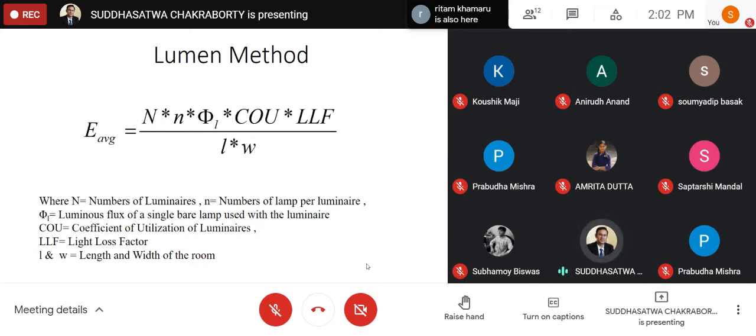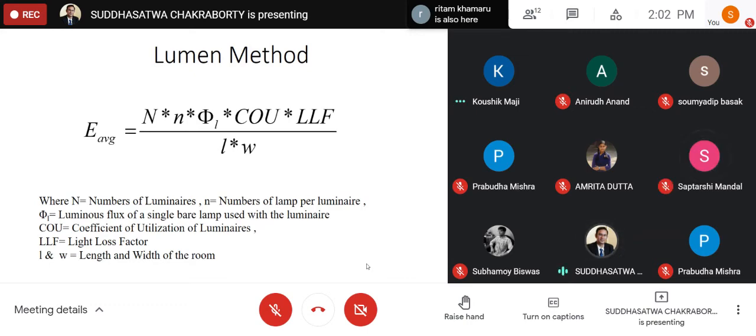Okay, so that is the example. So the target illuminance should be known to all of you. Is it clear? The target illuminance is always known to all of you. Any doubts so far?